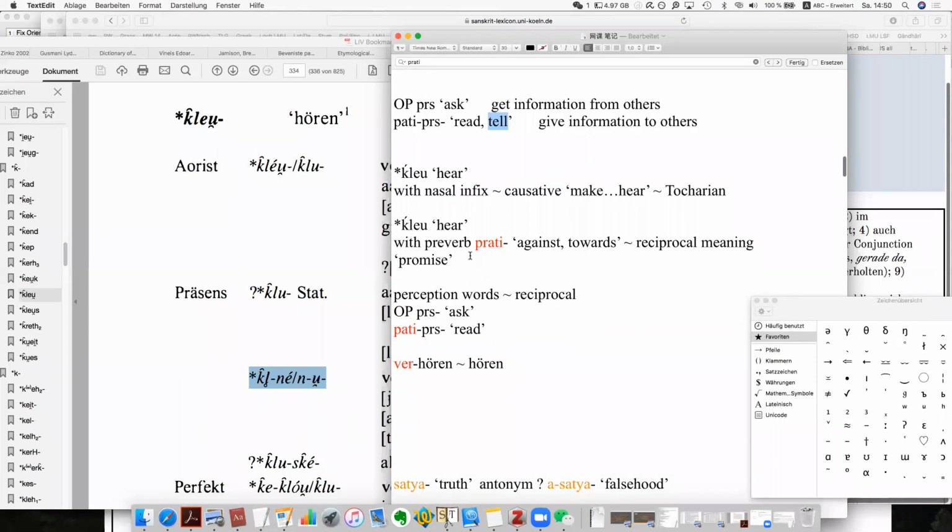And then we also explained why prati-śru can mean to promise, to say something towards others.